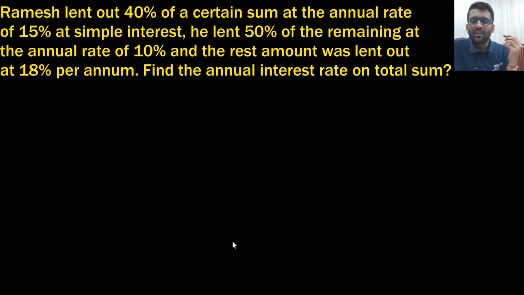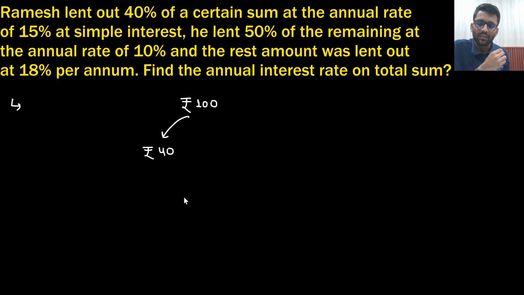Ramesh lent out 40% of a certain sum at an annual rate of 15% at simple interest. He lent 50% of the remaining at the annual rate of 10% and the rest amount was lent out at 18% per annum. Find the annual interest rate on the total sum. Okay, so let's just say he lent out 100 rupees. 40% of this money, that means rupees 40, at an annual rate of 15%.